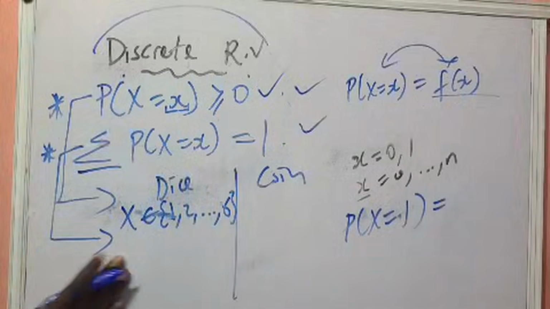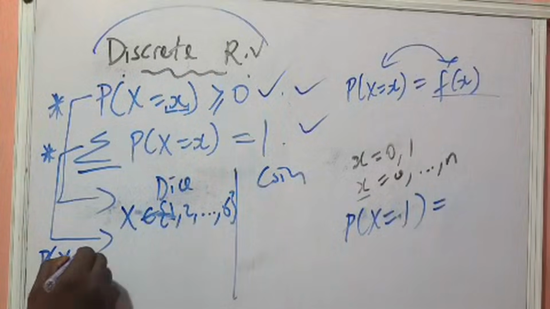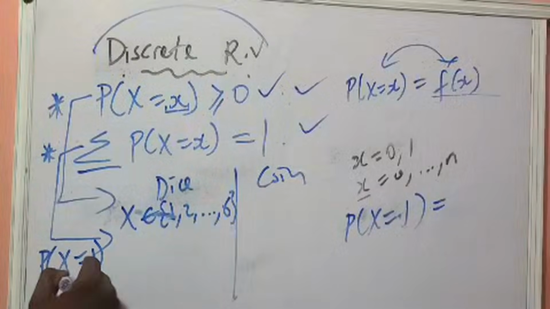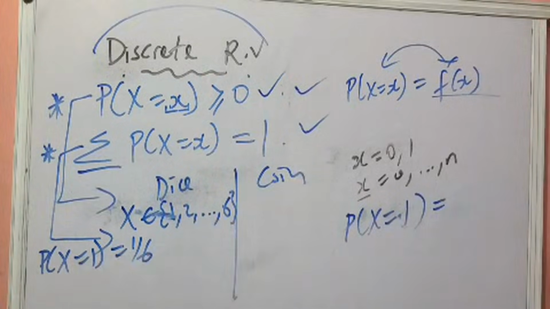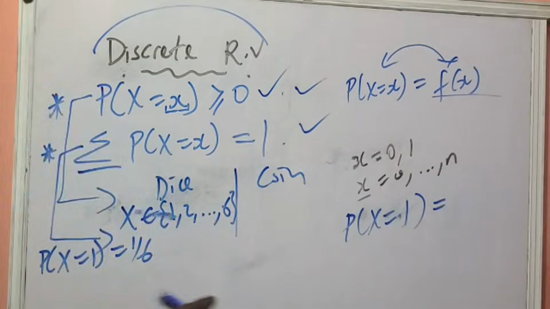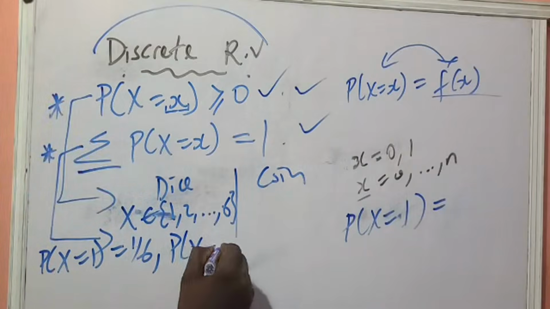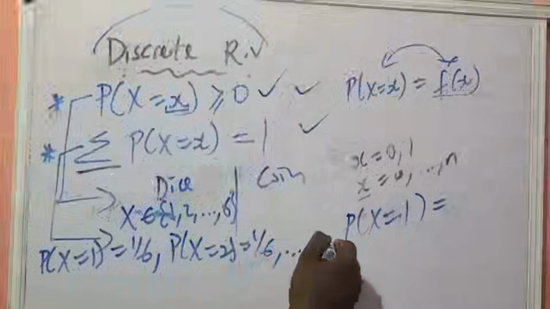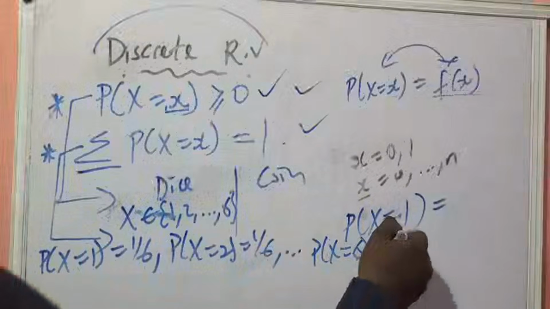Now, look at this. The probability of x equals 1, we know that will be 1 over 6. I'm sure you guys remember all this. Probability of x equals 2 is 1 over 6 also, and so on and so forth. Probability of random variable x being equal to 2 is also 1 over 6, up until the probability of x equals 6, which is also 1 over 6.